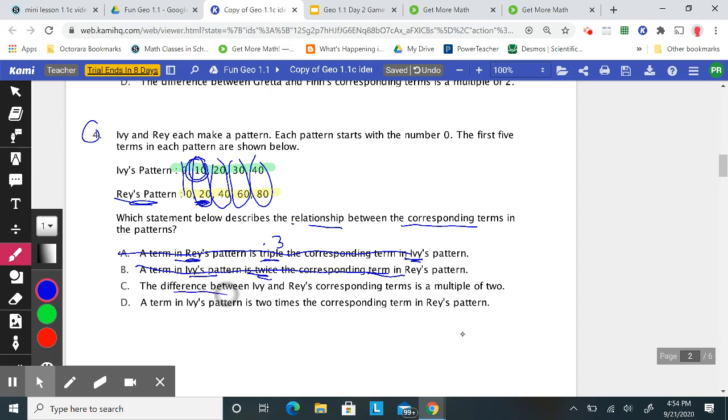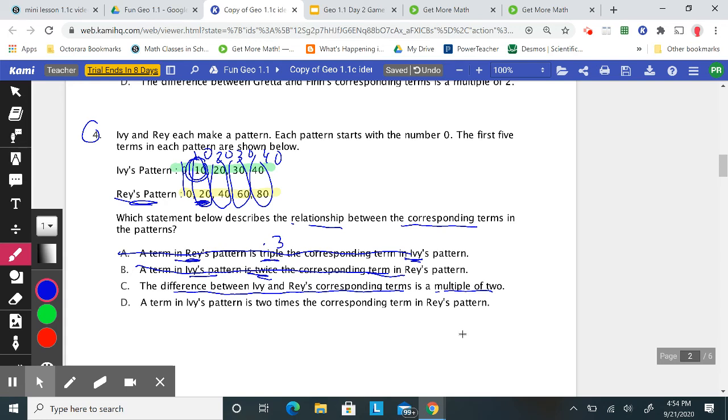C, the difference between Ivy and Ray's corresponding terms is a multiple of 2. Well, let's subtract them. 20 minus 10 is 10. 40 minus 20 is 20. 60 minus 30 is 30. 80 minus 40 is 40. The difference between Ivy and Ray's corresponding terms is a multiple of 2. Those are all multiples of 2 because multiples of 2 are 2, 4, 6, 8, 10, 12, 14, 16, 18, 20. 30 would be a multiple of 2. 40 would be a multiple of 2.